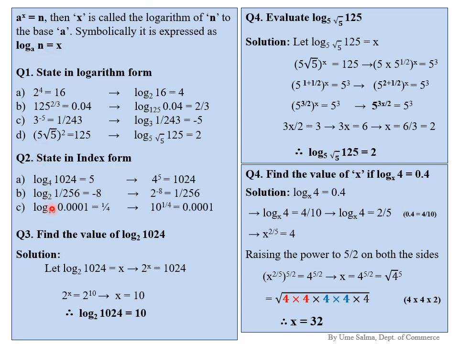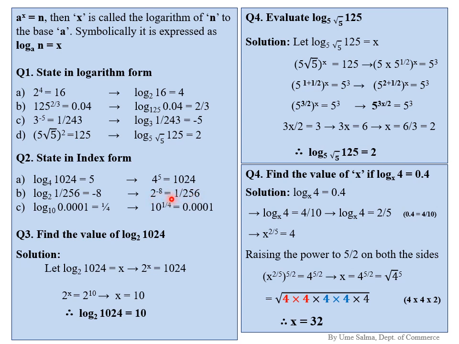So here in this example, you can see a is 2, n is 1 by 256, and x is minus 8. So now while converting, you are converting to this form, a to the power x is equal to n. As you had already converted here, a is 2, so you will write 2 to the power x. What was your x here? It was minus 8. So 2 to the power minus 8 is your a to the power x, remaining with n, which was 1 by 256, so is equal to 1 by 256.